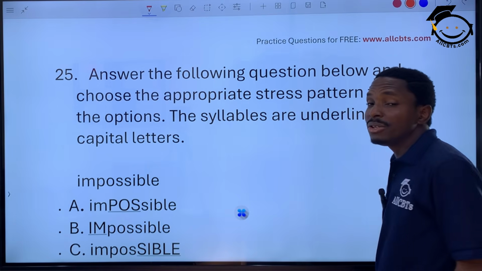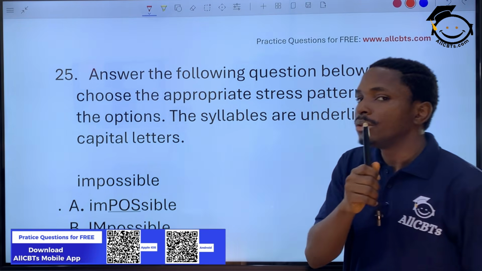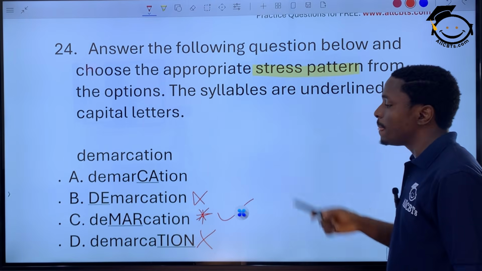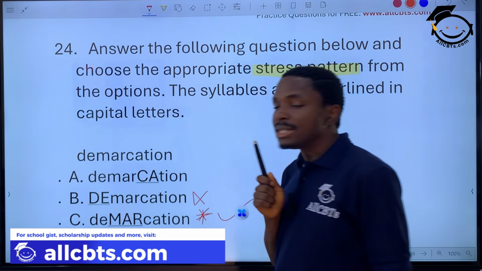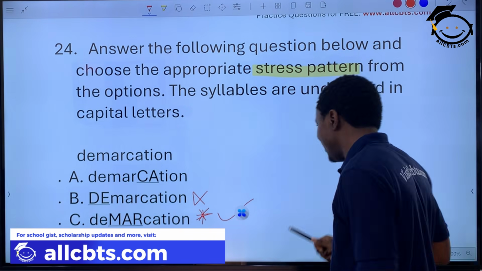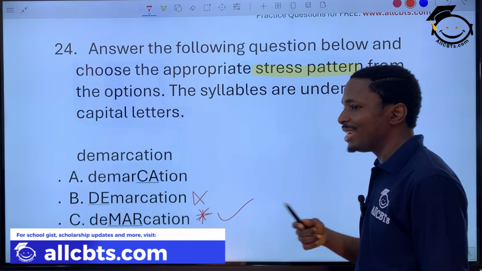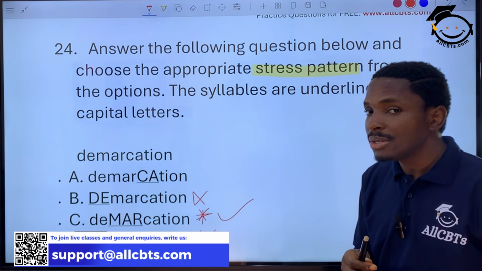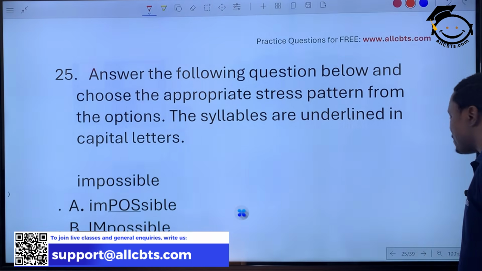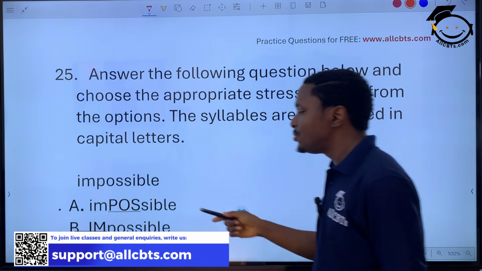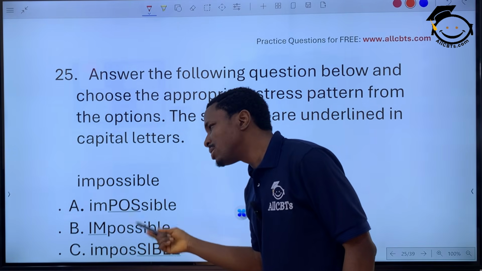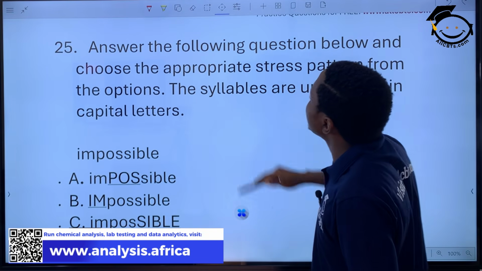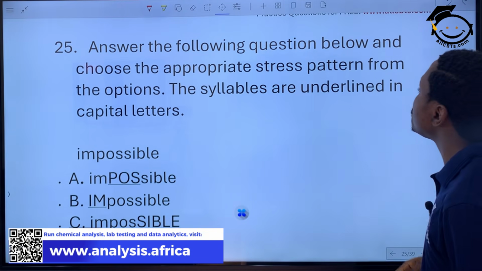In fact, let me even give you a rule so that in case you see this question and you don't even want to stress your brain, there's a rule. I'm thinking, should I? Because the rule does not apply all the time. But the rule for this one applies all the time, so I'll give you this one. Okay, let's continue. 25. Answer the following question below and choose the appropriate stress pattern.